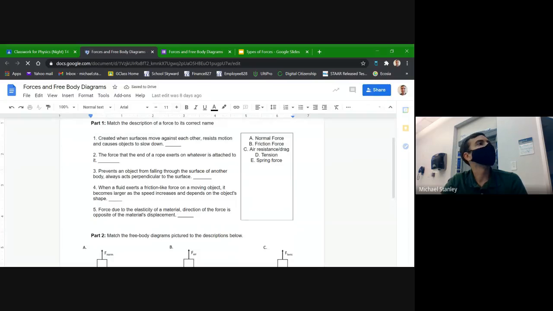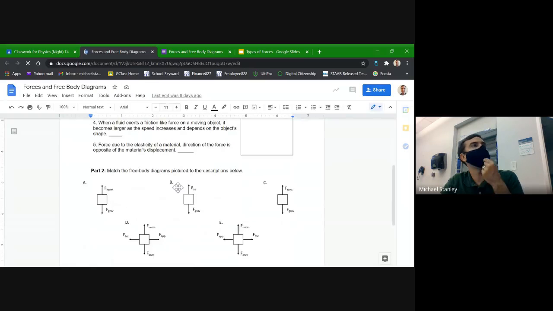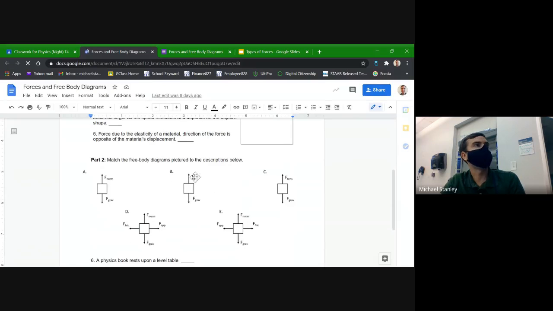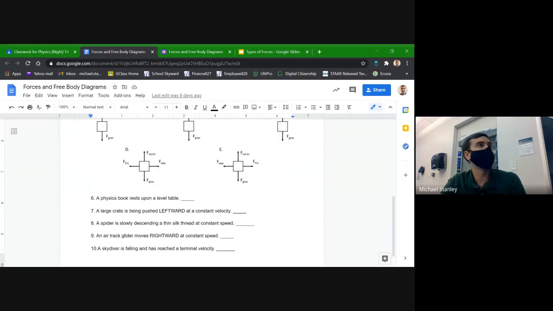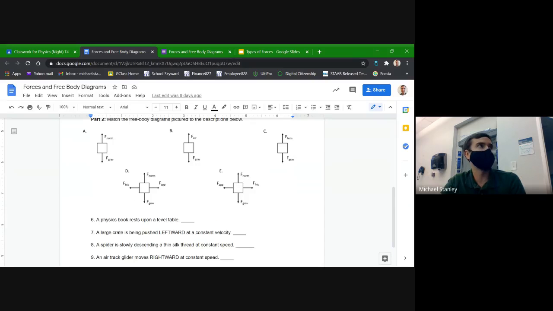Again, just matching. Only in this one, I have all of the free body diagrams pictured at the top here. And then you just have to go through and for each one of these situations, match it with the correct free body diagram.